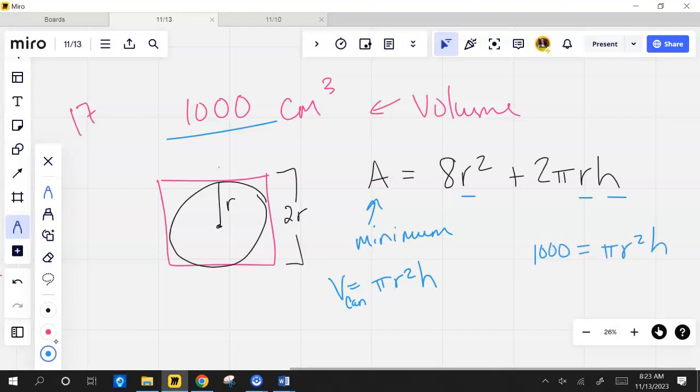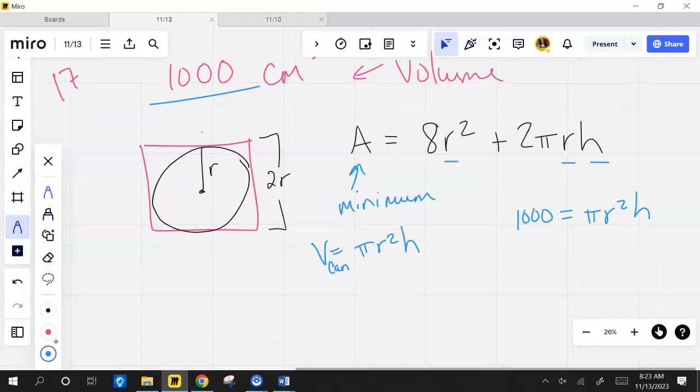What do you want to solve for? H. H, since h is only in there one time. So I'm going to divide by pi r squared. Am I losing anybody? Is everybody okay? From here you can do it. Once you get it down to one variable, that's your key on these, so that you can take a derivative.